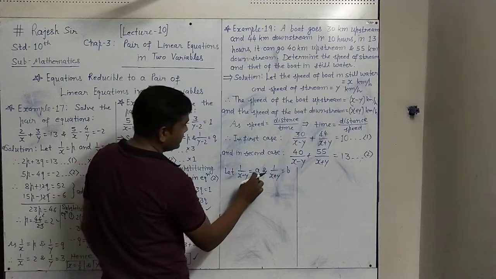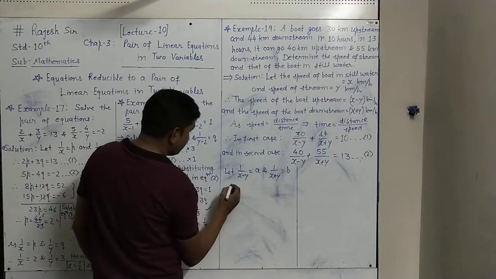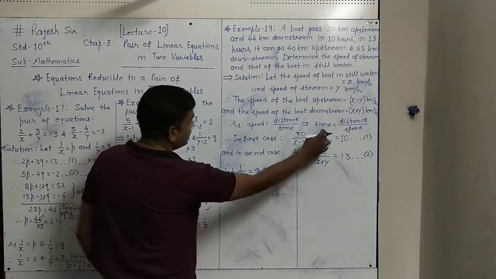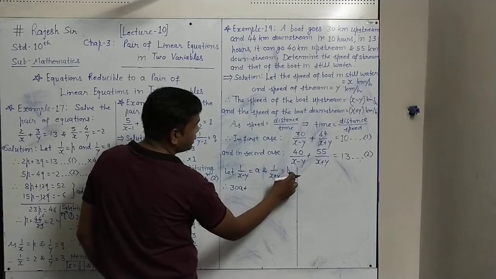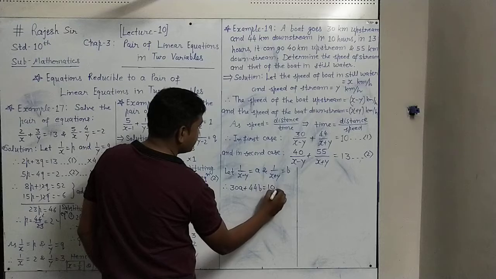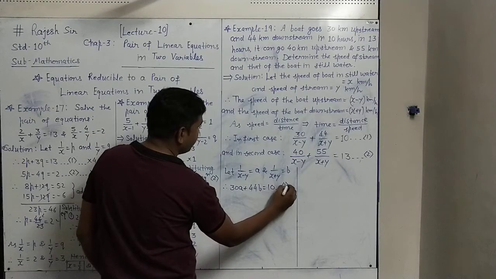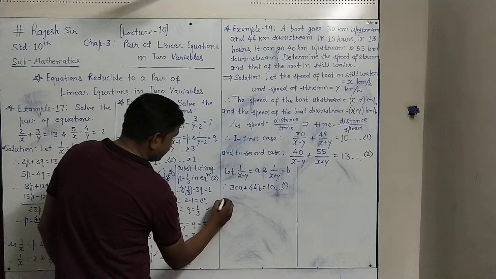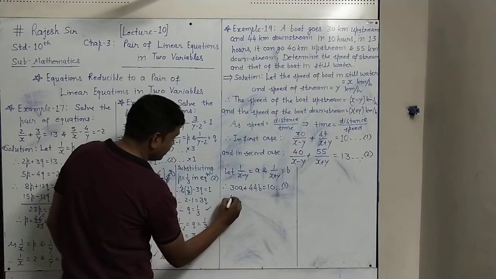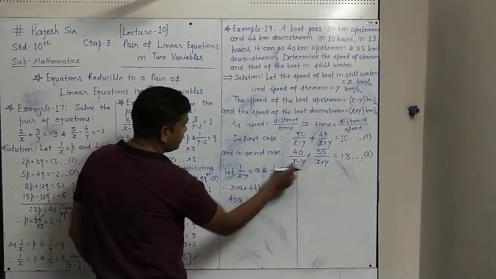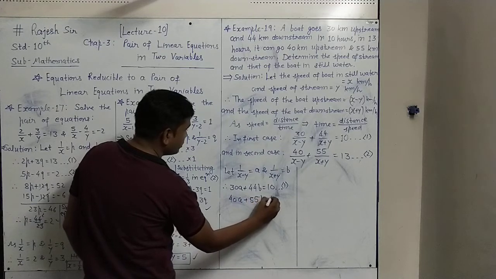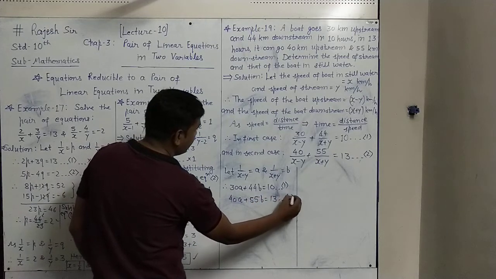if 1 upon x minus y is a, then this 30 into 1 upon x minus y can be written as 30a, plus 44 upon x plus y, which can be written as 44b, equals 10. This is the transformed form of equation number 1. And similarly, in the second equation, 40 upon x minus y can be written as 40a, plus 55b equals 13, equation number 2's transformed form.